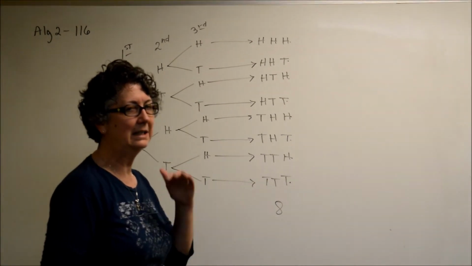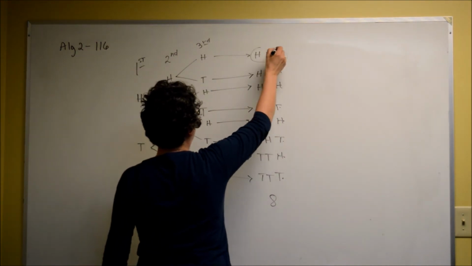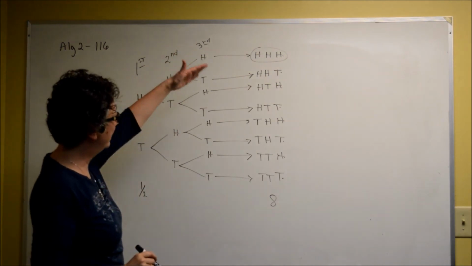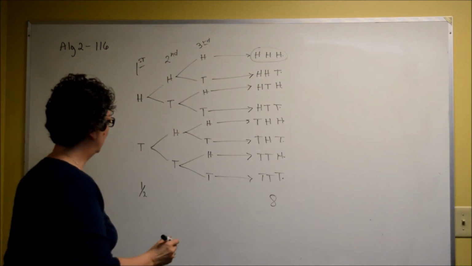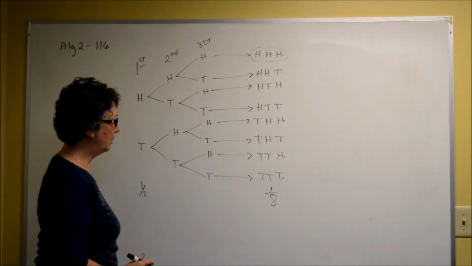So if I said, what's the probability that I flip the coin 3 times and it lands on heads every time? Well, there's only one desired. Only one of those has heads every time. So the probability of all heads is 1 out of 8.